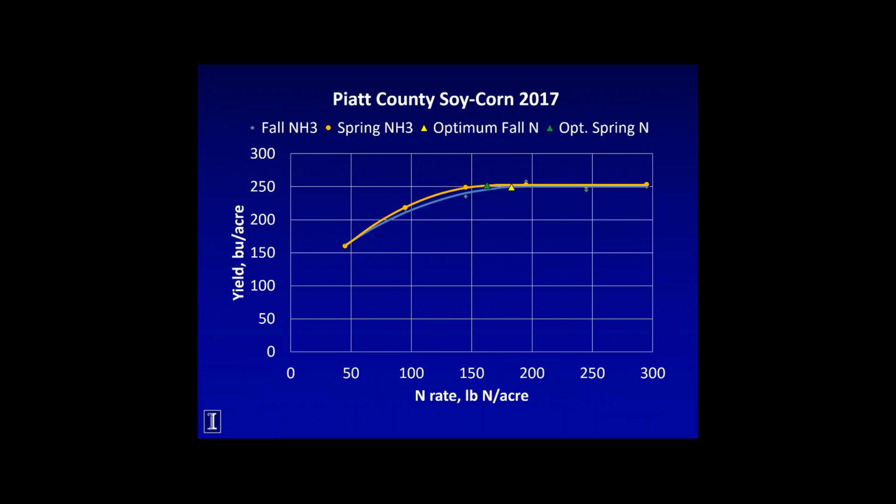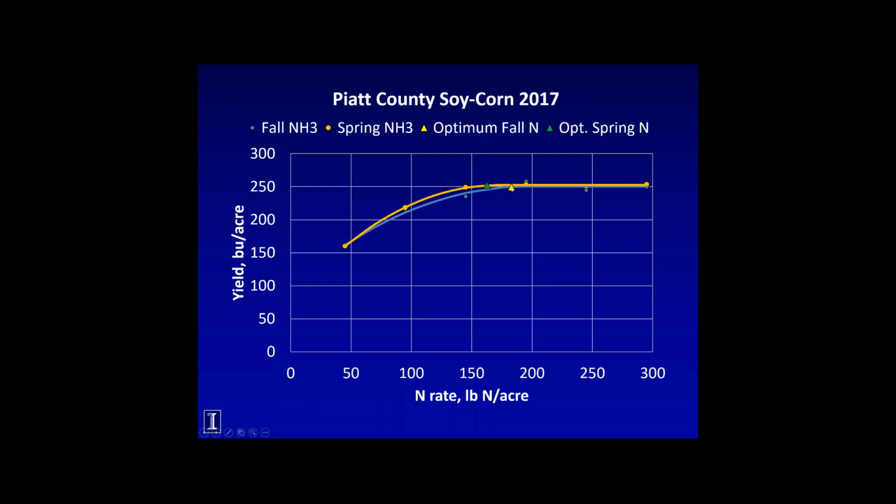So I'll just show you a few to finish up. Then this is another timing study. We've done a number of these on farm. This is just an example from this last year. Fall anhydrous is this line, spring anhydrous. So fall versus spring is not showing as much difference as we expected.